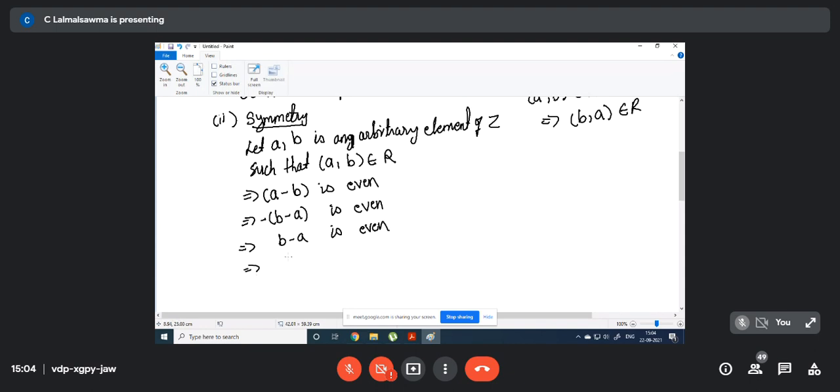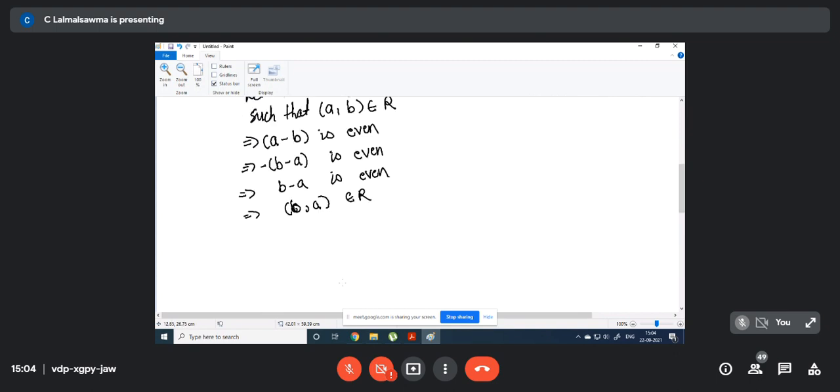So here we start with (a, b) belongs to R and end with (b, a) belongs to R, the reverse order. Then it is symmetric. Therefore, R is symmetric. If you have a question, you can stop my explanation. Just ask anytime you feel like asking a question.